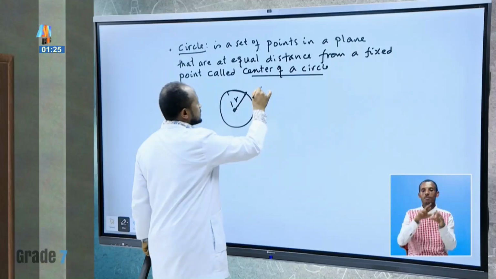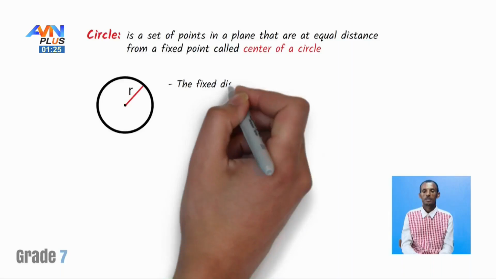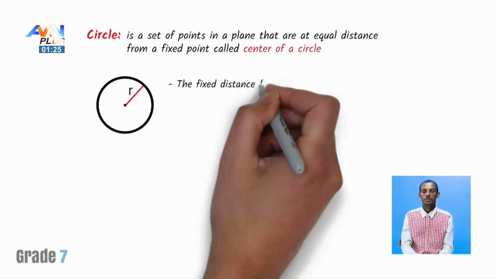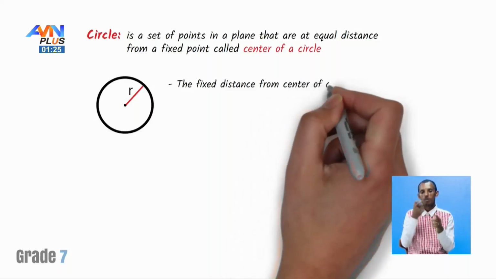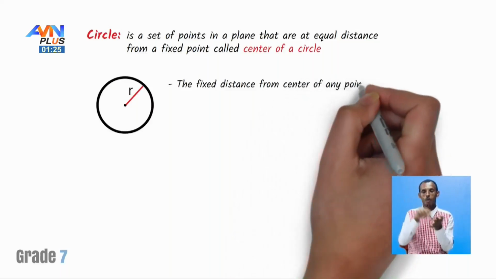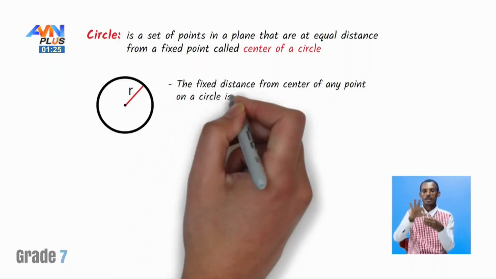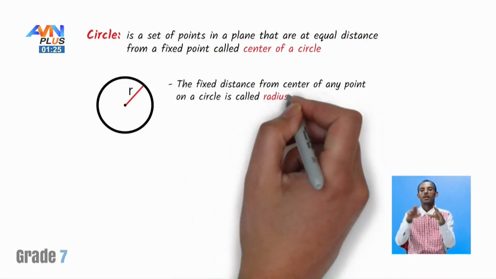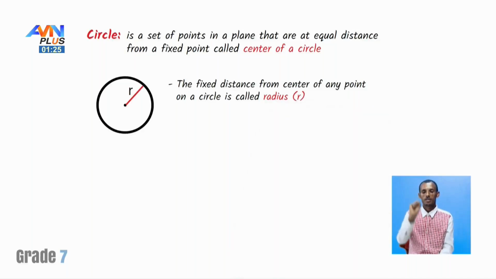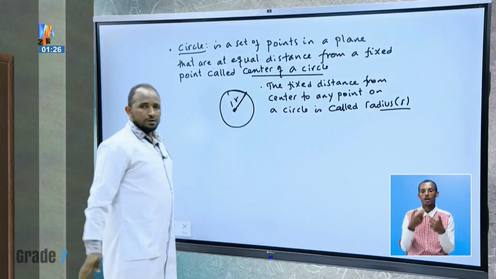The fixed distance from center to any point on a circle is called radius. Symbolically, we use small letter r to indicate radius. So again, we have another terminology here.